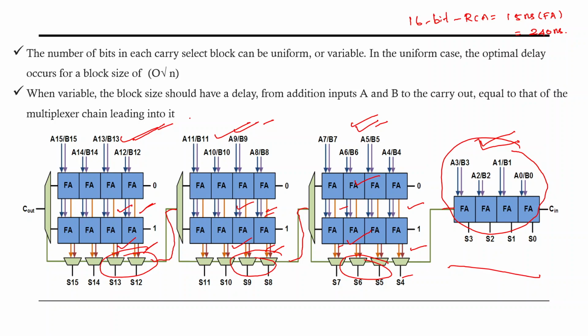If the previous stage carry output is zero, we will select this sum. If the previous stage carry output is one, then we will select this sum. Likewise, if it's zero, we will select this sum. If it's one, we will select this sum. And then we have compared the speed and area with the ripple and carry look ahead adder.